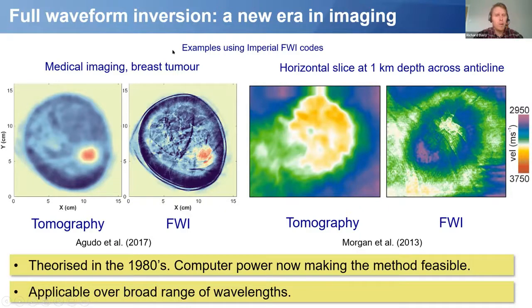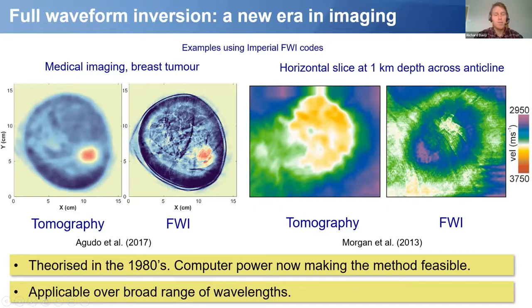And so I thought I'd actually start with a more tangible example of the improvement we get. Within medical imaging, we can see on the left here, we have an ultrasound scan of a breast looking for a cancerous tumor. We can see that the resolution is quite low. It's quite fuzzy. We can see the tumor, but it's a very basic resolution. But applying full waveform to this exact same ultrasound data, we get out a much higher resolution image of that tissue.